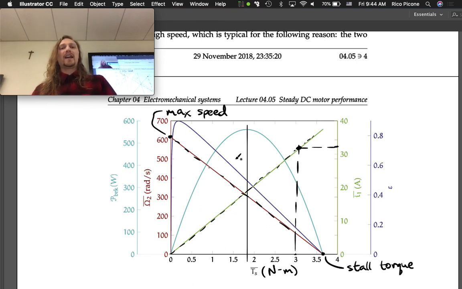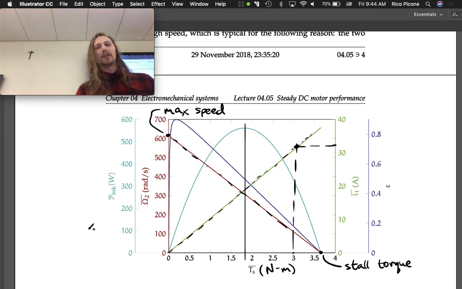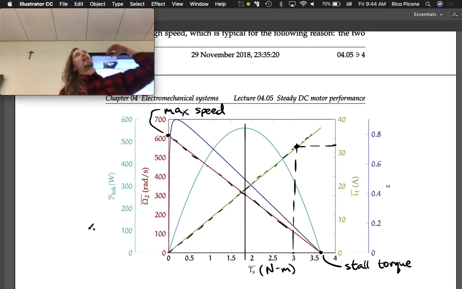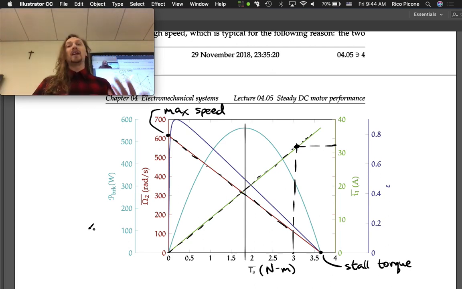And let's look at the efficiency, because the efficiency is another thing. You want to deliver a lot of power to your load, but you also want to do it efficiently. You don't want to put in a bunch of power and then you might get a lot of power out, but you had to do it in an inefficient way. So let's look at efficiency. How much power do we have to deliver, and how much power do we get out?